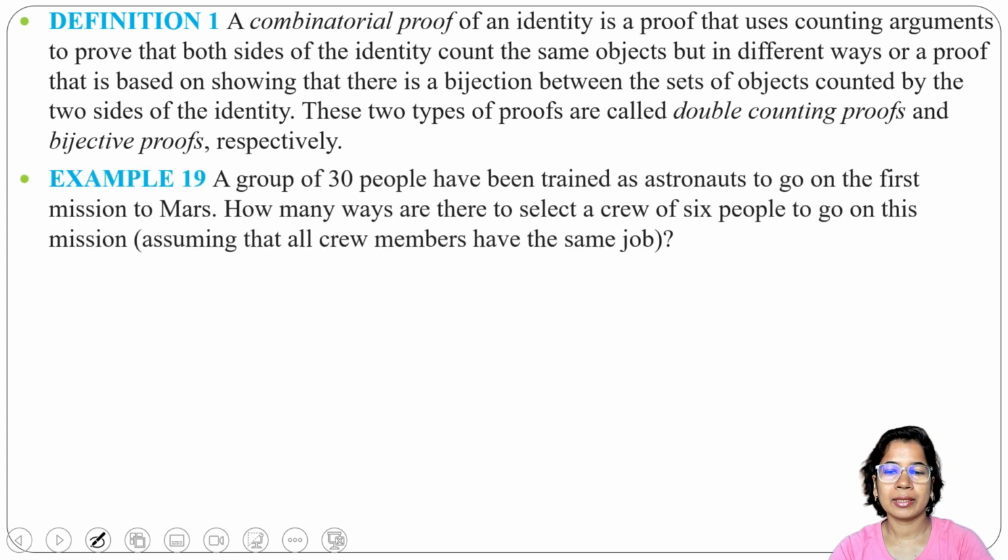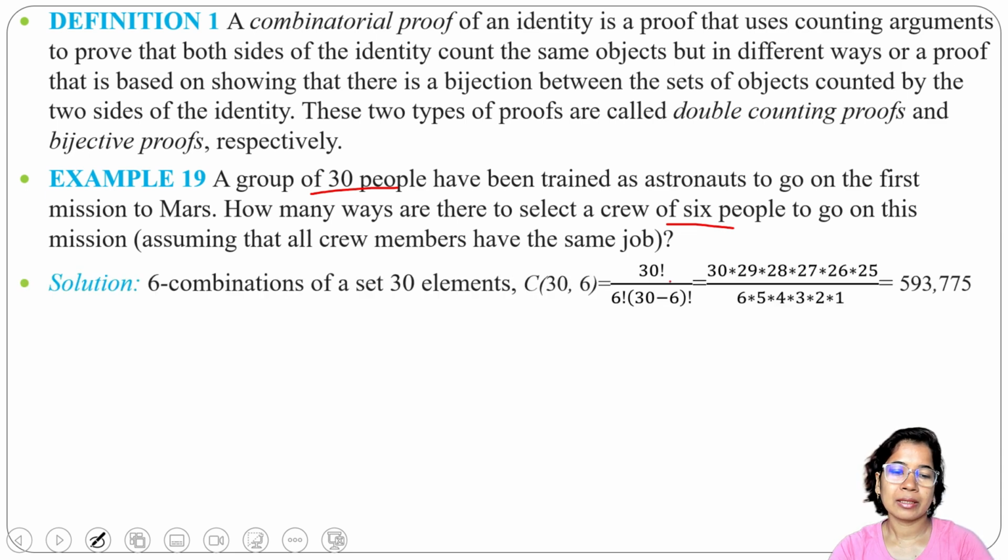Now example 19. A group of 30 people have been trained as astronauts to go on the first mission to Mars. How many ways are there to select a crew of 6 people to go on this mission, assuming all have the same job? In total there are 30 people trained, and from that we need to choose 6 people. So it will be C(30,6), which is 30 factorial divided by 6 factorial multiplied by (30 minus 6), that's 24 factorial.